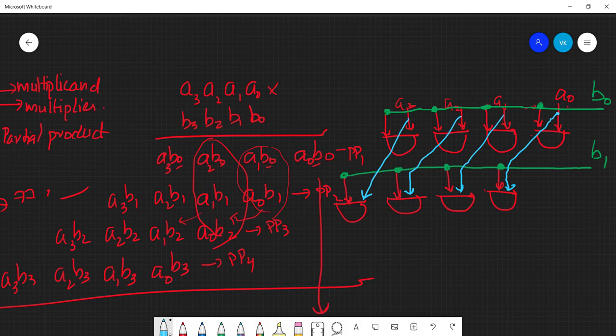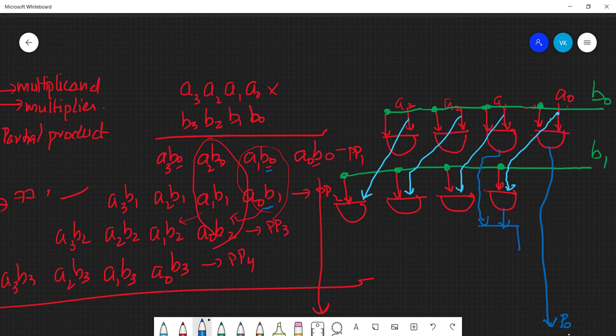Now, finally, when you write the answer, you have to add these terms vertically, right? So A0, B0, there is nothing to add here. So A0, B0 will be the first bit of the product, P0, no issue. Now here, what we need is, I need to add this A1 B0 with A0 B1. So the output of this AND gate, I need to add with the output of this AND gate.